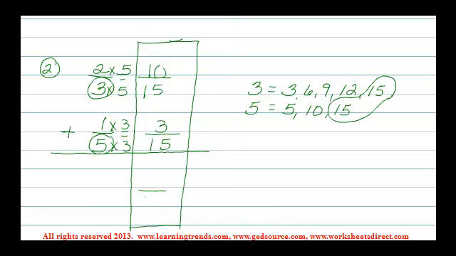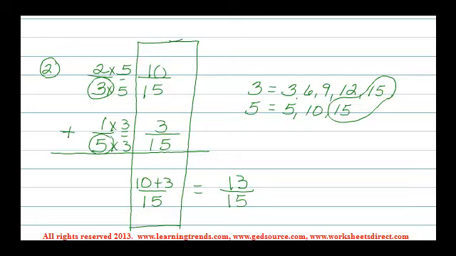So if you have a common denominator, which we do, it's 15, we simply add our numerators, and we have 10 plus 3, which is 13. So our answer is 13 over 15.